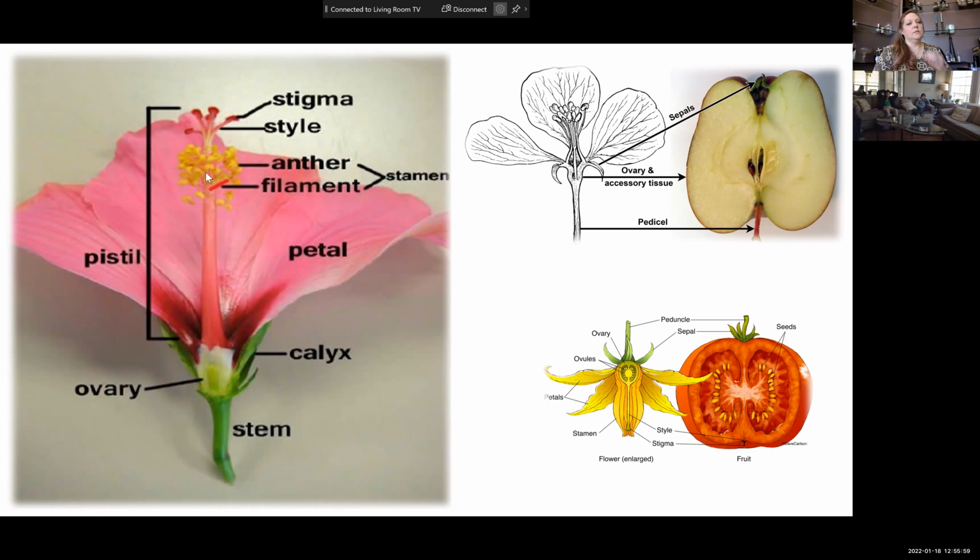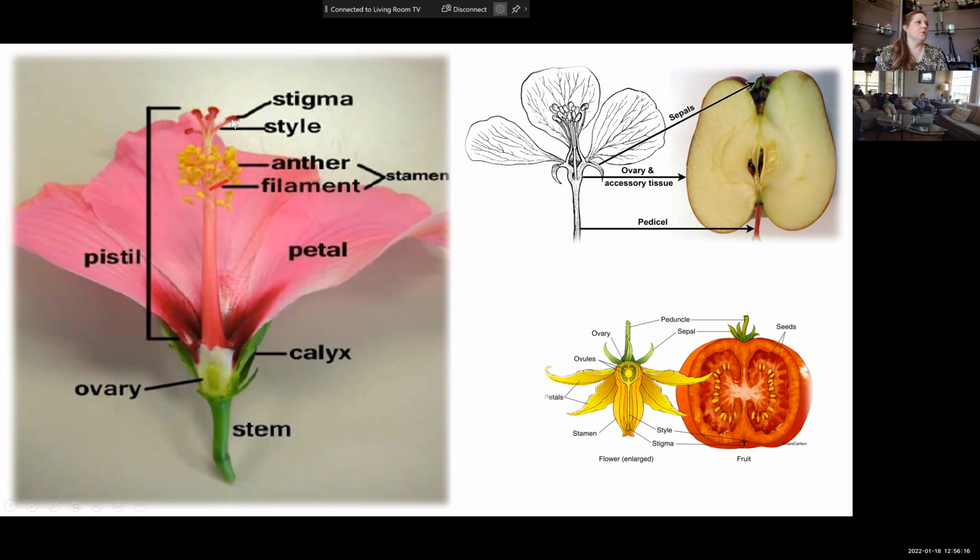But they're big. So up here are the anthers and the filaments, and together the anther and the filament make the stamen, and that's your male part, okay? Because the anther is where the pollen is held. And then you have this whole structure that goes from here to here, and that's called a pistil.